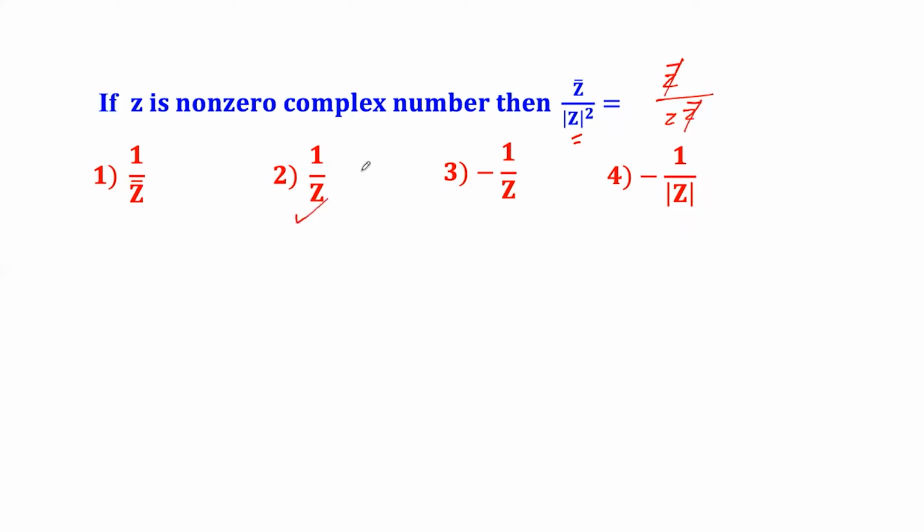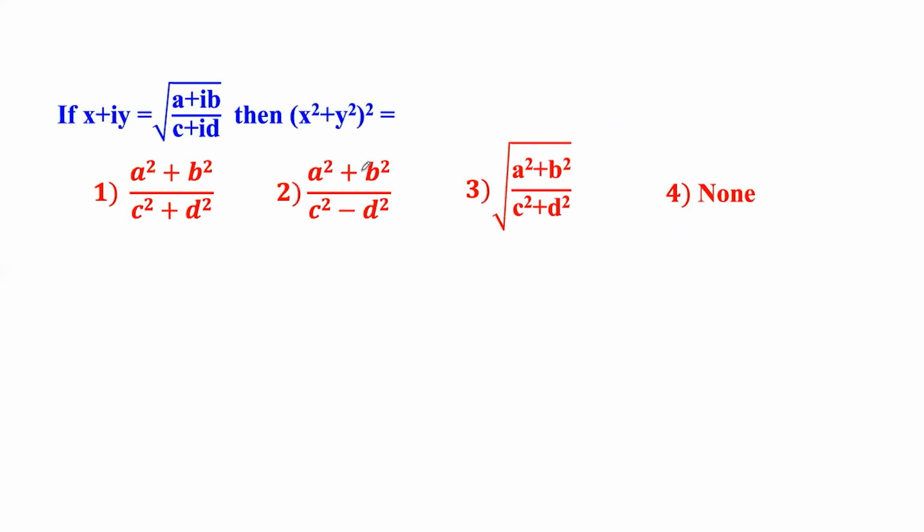The basic question, but now: x plus iy is equal to under root of (a plus ib) upon (c minus id), and we have to find x square plus y square. We can solve this type of question in two ways.